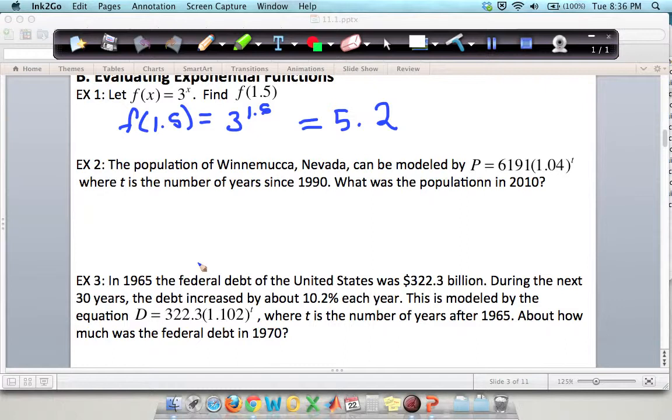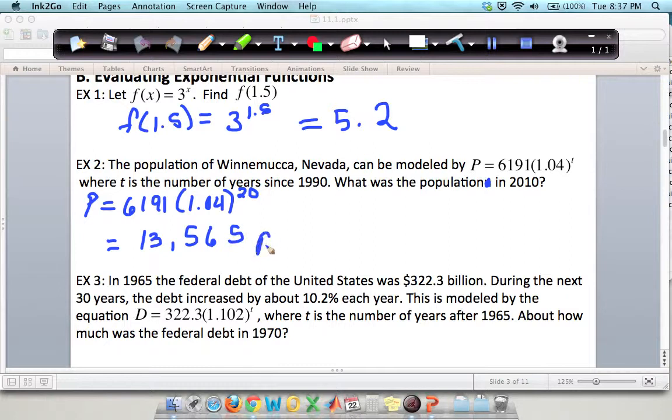For 2, it says the population in Nevada is modeled by this equation, where t is the number of years since 1990. So this is our starting year, and we count from there. So what was the population in 2010? So 2010 is 20 years later. So I want to find my population 20 years later, so I'm going to plug in that for t. And then again, just put this into your calculator all at once. 6,191 times 1.04 raised to the 20th power. And you should get, since it's people, I'm going to round to the nearest whole number, 13,565 people.